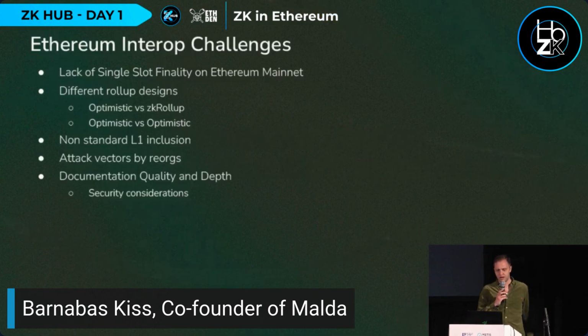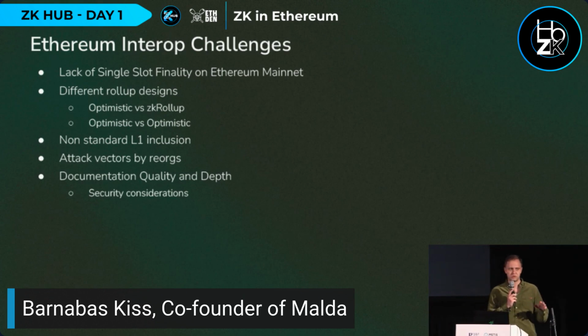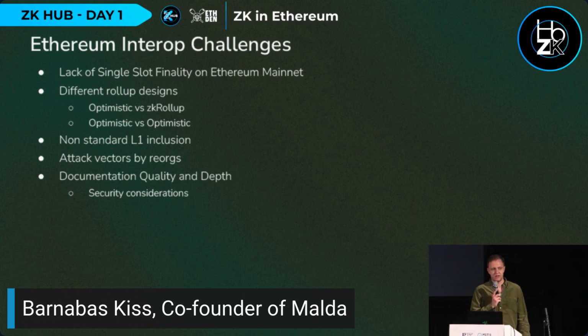So I'm going to talk a little bit about the interop challenges that exist in the Ethereum ecosystem, both on layer 1 and layer 2. The first and most obvious one is there is a lack of single slot finality on Ethereum mainnet. When you deposit or execute a transaction, that transaction takes a long time to be finalized. Hard finality is defined as 2 epochs, which is actually quite slow.